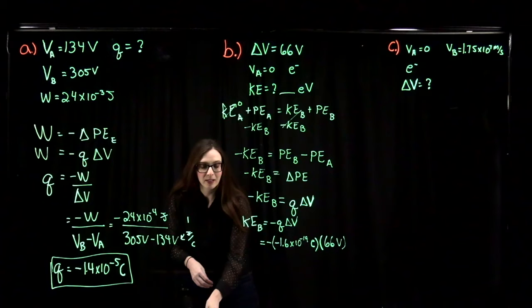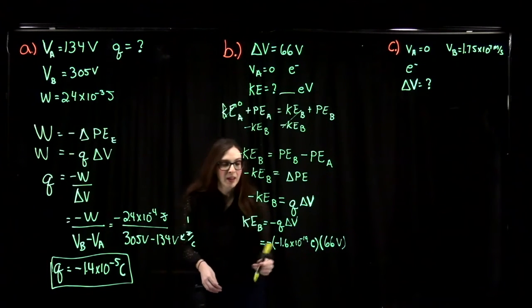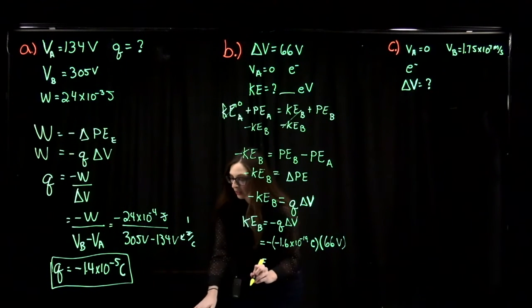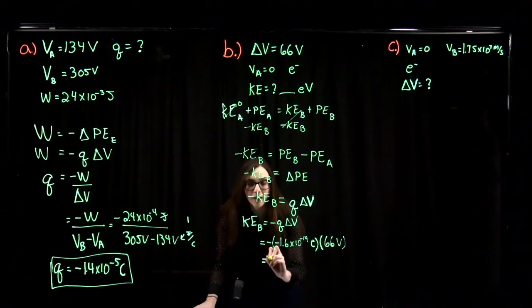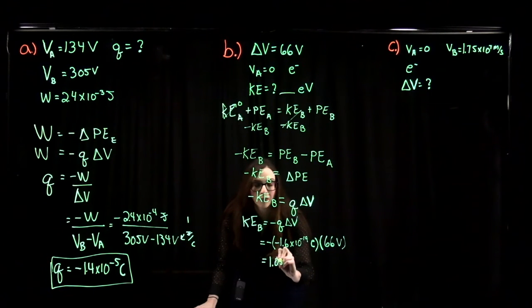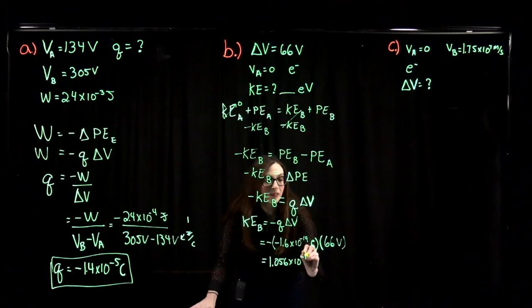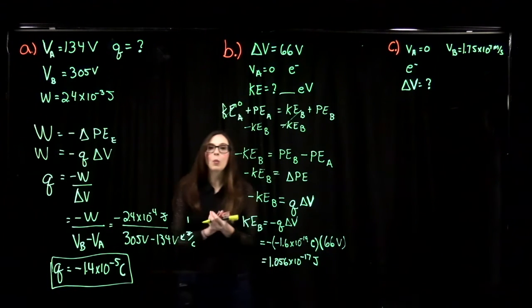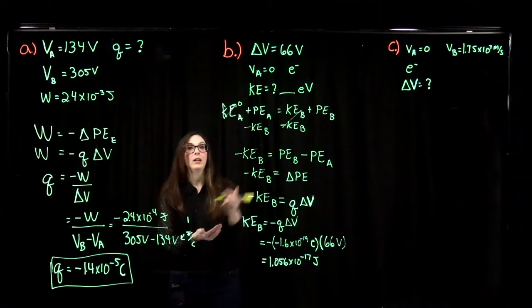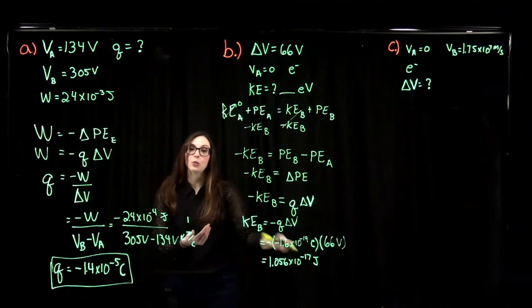1.6 times 10 to the minus 19 times 66, and that gives us a final kinetic energy of 1.056 times 10 to the minus 17 joules. But we wanted our answer in electron volts, not joules.